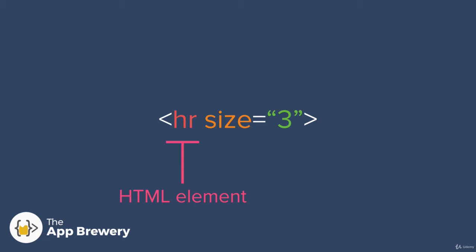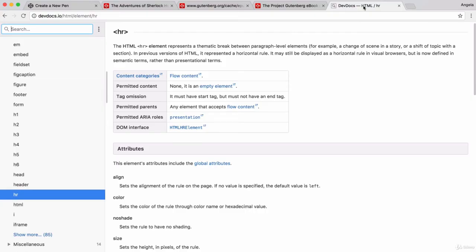Now, the second part inside the angle bracket or inside our tag is new. And this is called an HTML attribute. It basically gives more information to the browser to specify modifications to that HTML element. So in this case, we're saying that we want a horizontal rule, but we want it in size 3. Now, what does size 3 mean? And how do we know that we have these HTML attributes available to us? You've guessed it, we're going back to the documentation.